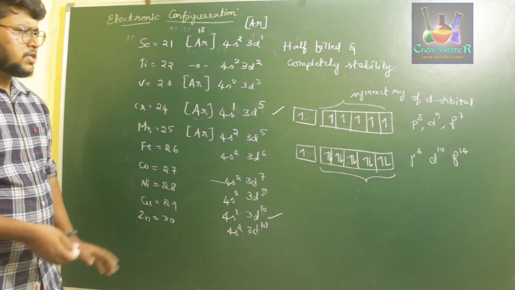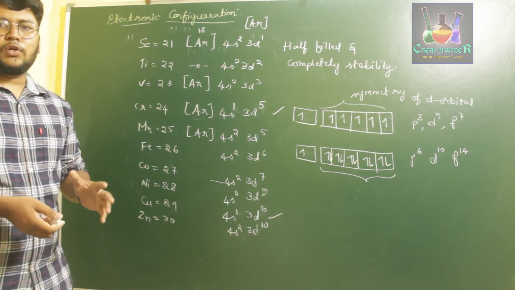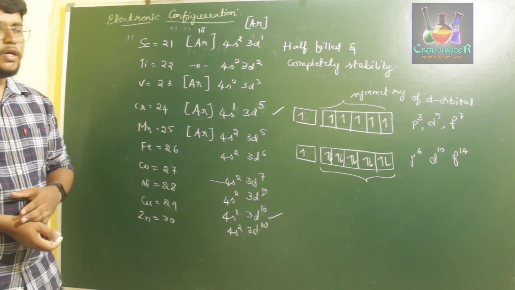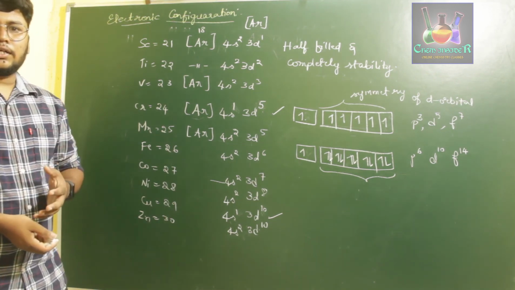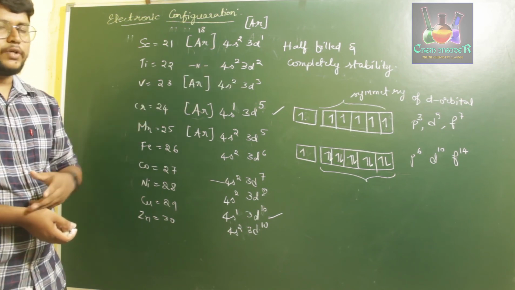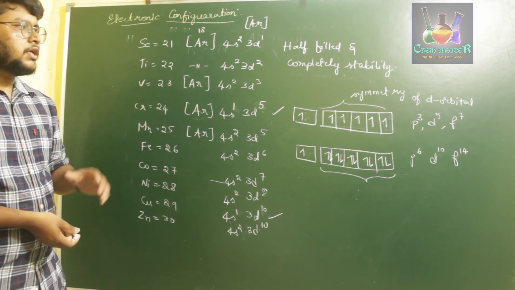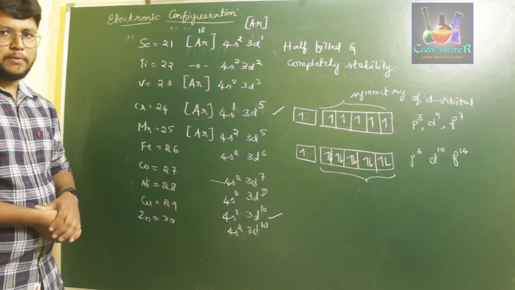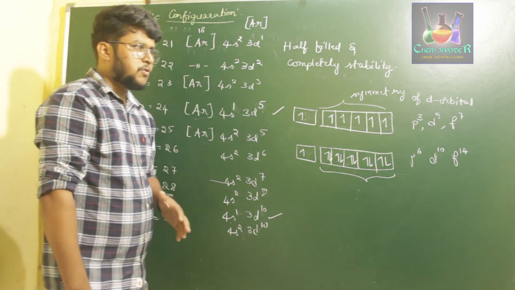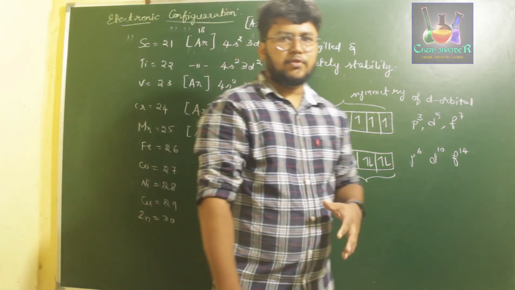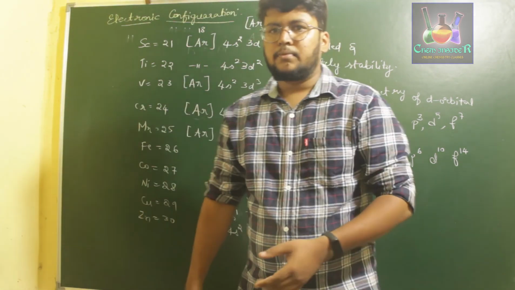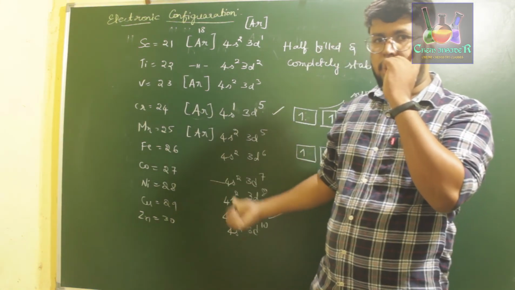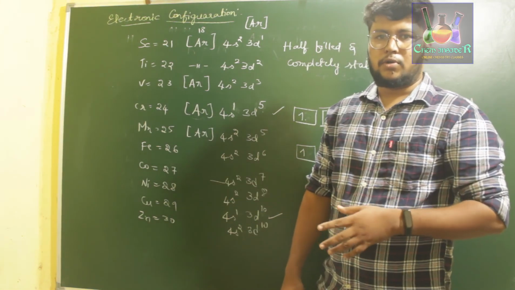So what does this stable mean? It means it will not react easily with other components. Okay, so it will be completely inert with other components if it has a configuration like this, that is p3, d5, f7 or p6, d10, f14. So in your textbook you will find the different electronic configurations of different atoms. Go through them. You can also find some of the elements which have this half-filled and completely filled variation. You can come across that.